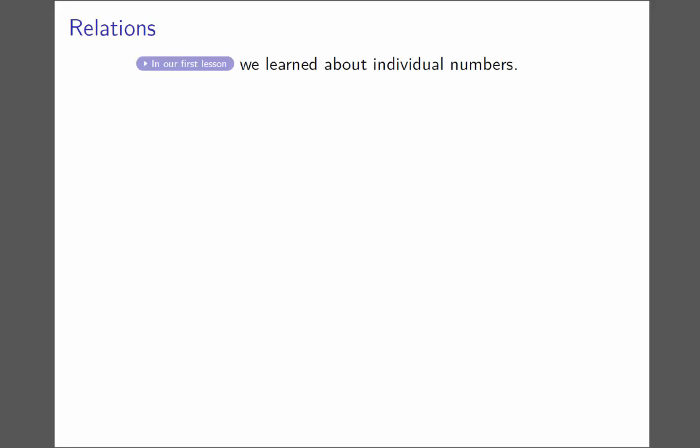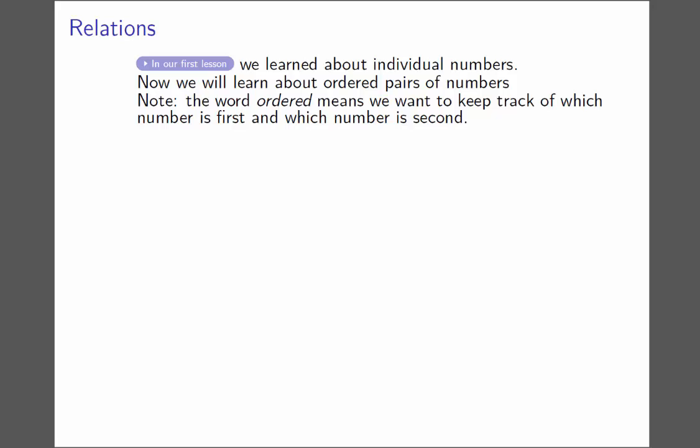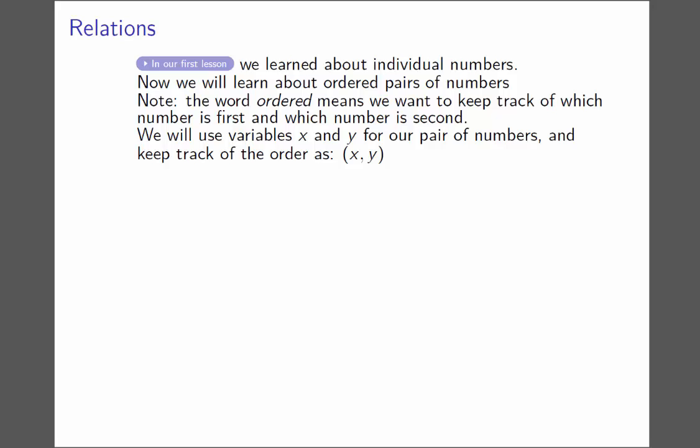In our first lesson, we learned about individual numbers. Now we will learn about ordered pairs of numbers. By the word ordered, all we mean is that we want to keep track of which number is first and which is second. We will use variables x and y for our pair of numbers and keep track of them in alphabetical order, x, then y.